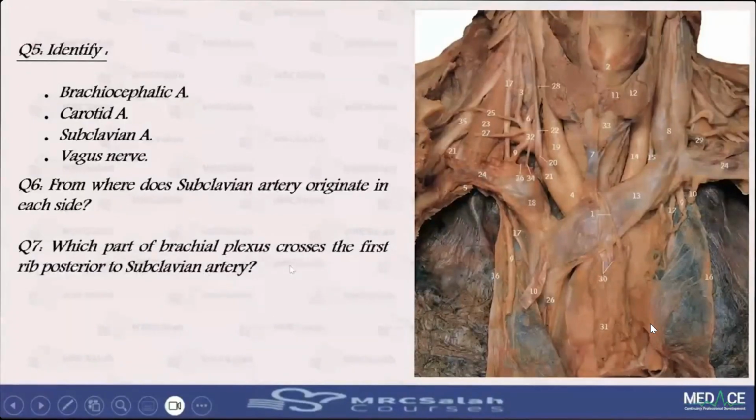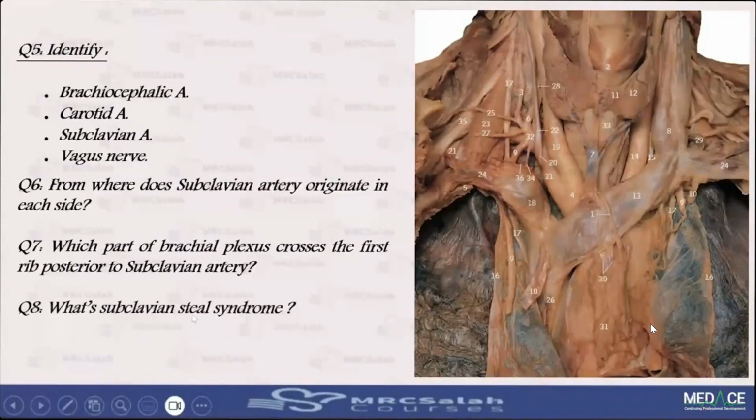Which part of the brachial plexus crosses the first rib posterior to the subclavian artery? Lower trunk of the brachial plexus. Lower trunk, yes. And what is the subclavian steal syndrome, please?